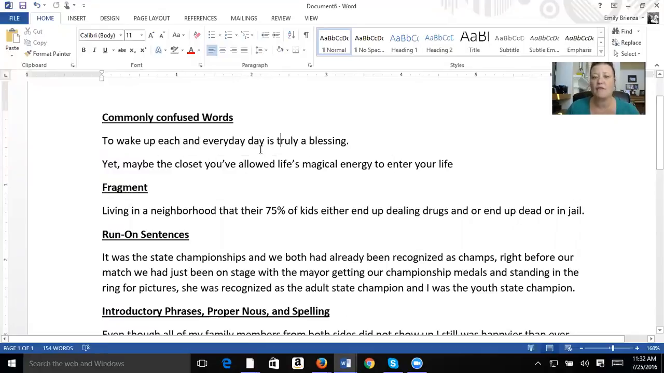To wake up each and every day is truly a blessing. And we actually had "day" twice there. So we know that that is a typo, so let's get rid of that. Now, the word everyday is still incorrect here. There is everyday versus every day. When you separate it, it's an action. So I wake up every day. That is an action. If I put it together, it's describing a noun.